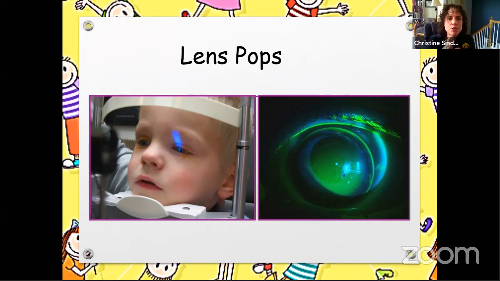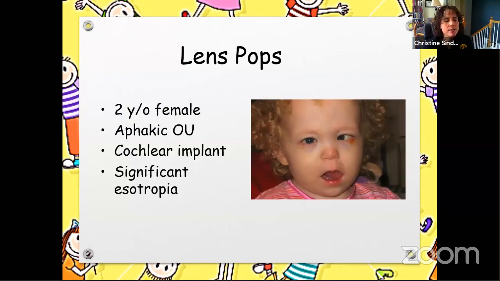In children, steep lenses pop out, flat lenses slide off. So a flat lens is going to slide off into the fornix. A steep lens is going to pop out of the eye. Here's an example of a 2-year-old female. She's aphakic in both eyes. She is deaf. She has cochlear implants, and she has this significant esotropia. And her lenses started popping out.